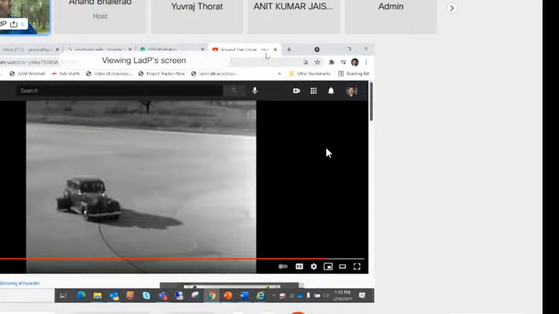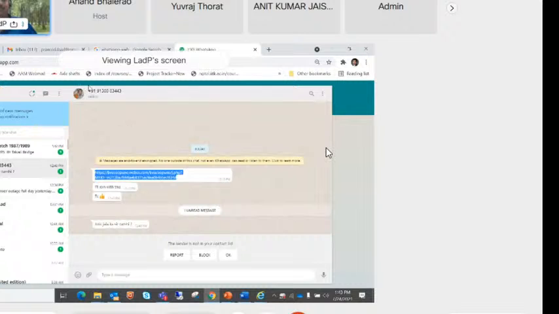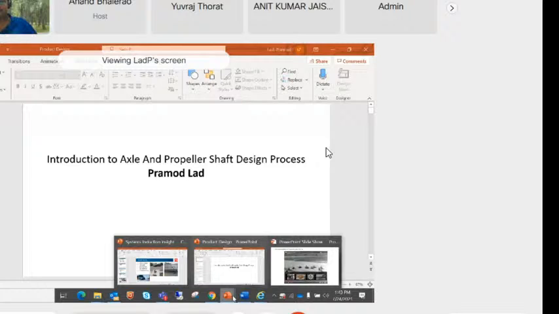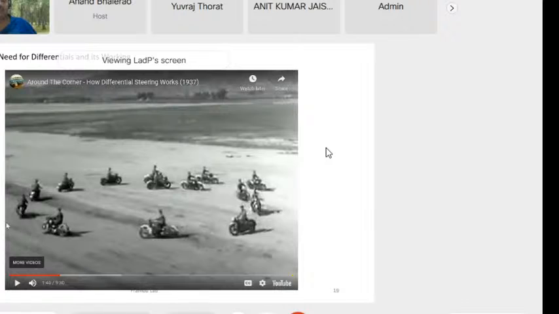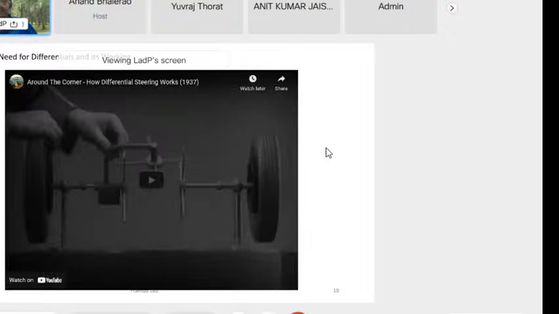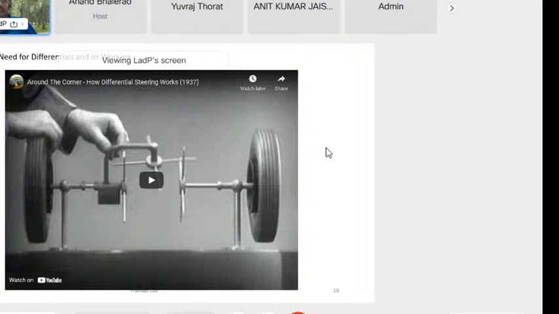Okay, so actually, what you can say, it tells us a lot about the differential, how it works, and also the principle. It also told us how the propeller shaft will come in between the vehicle and be put below the vehicle, how the pinion is taken off the center, and you probably know that we call it hypoid gears.